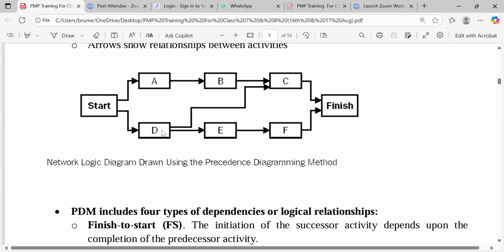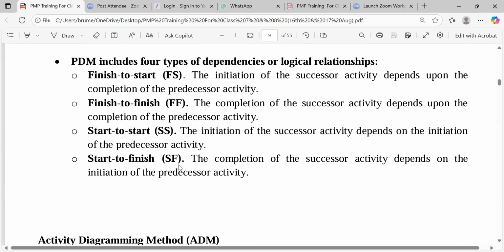Yes. The start of C depends on the finishing of B and D, true or false? That is correct. So B and D have a finish-to-finish relationship. We may say B and D can finish at the same time, or maybe with just a small time difference.